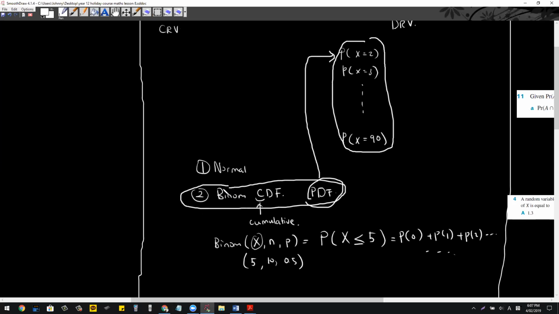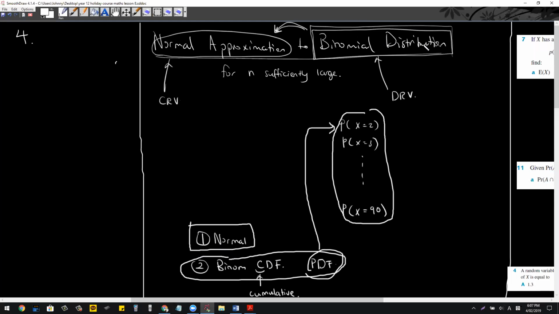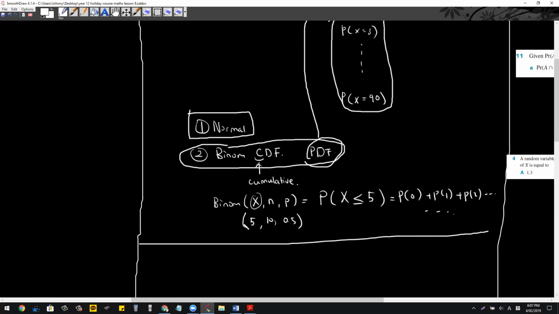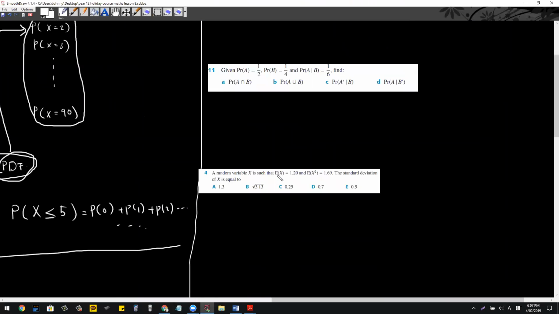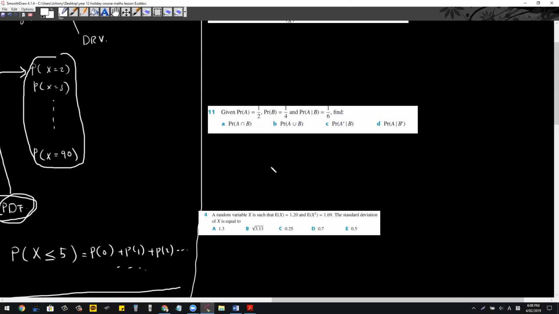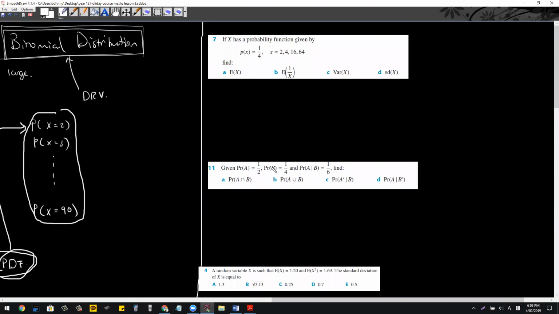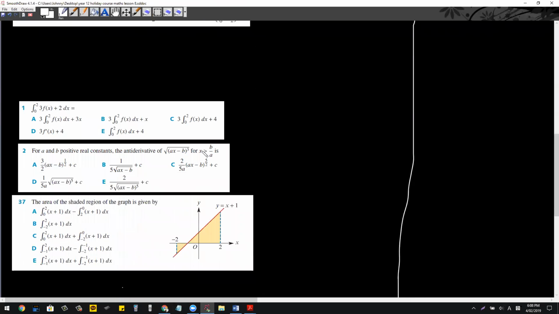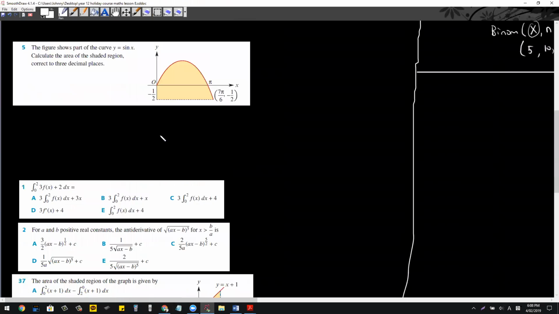However, many years ago, people didn't have a calculator, so they used a normal distribution to approximate the binomial. We're going to come back to that later. First of all, we're going to do lots and lots of questions on expectation algebra and probability and things like that. So we'll spend some time today going through questions.